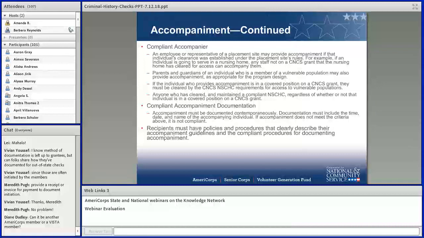All right, and what is compliant accompaniment documentation? So it has to be documented contemporaneously, so as it happens. It needs to include the time, the date, and the name of the accompanying individual. And you have to have policies and procedures that clearly describe this. So as you can tell, there's a lot that's included in accompaniment.